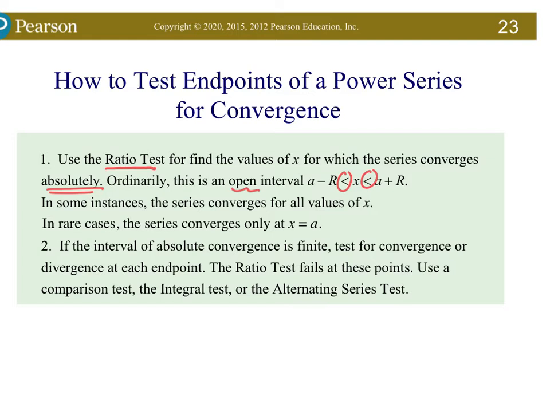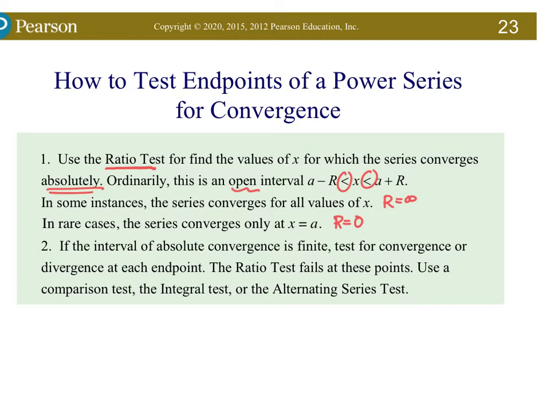In some instances, we will converge for all values of x. That would be when the radius was equal to infinity. And then sometimes the series will converge only at the single center value of a, and so that would be when your radius turned out to be 0.